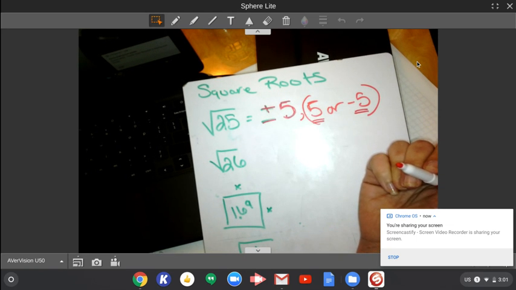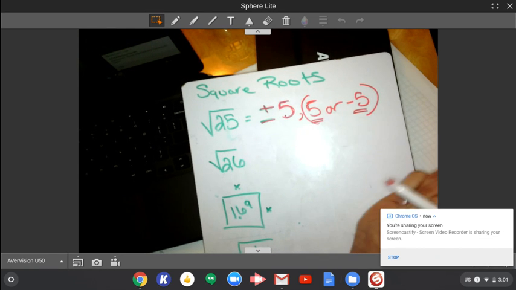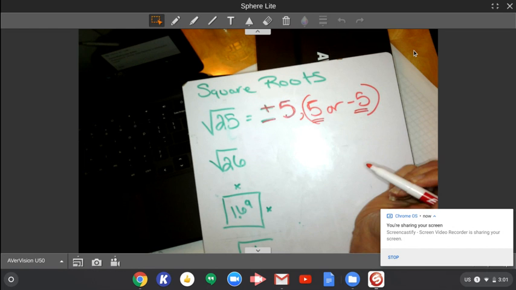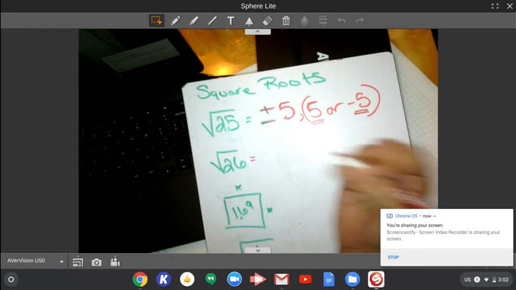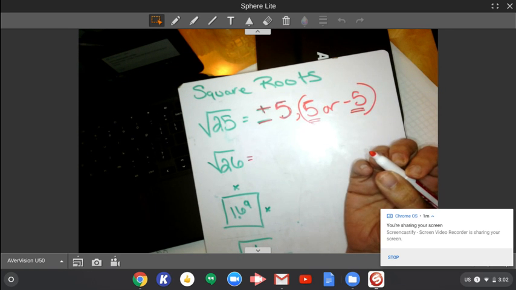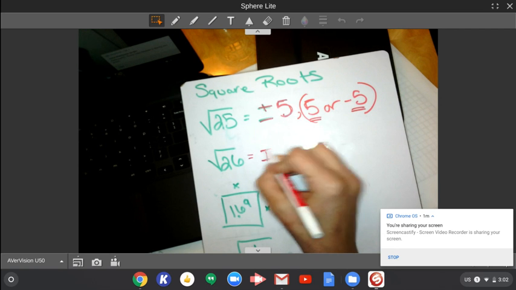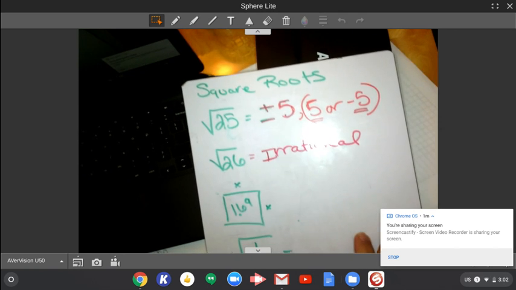They are both rational numbers. 5 times 5 is 25, and also negative 5 times negative 5 is 25. So you have two rational roots of 25. Square root of 26. Square root of 26 does not have a perfect square root, so therefore it's called an irrational number. You cannot take the square root of 26.